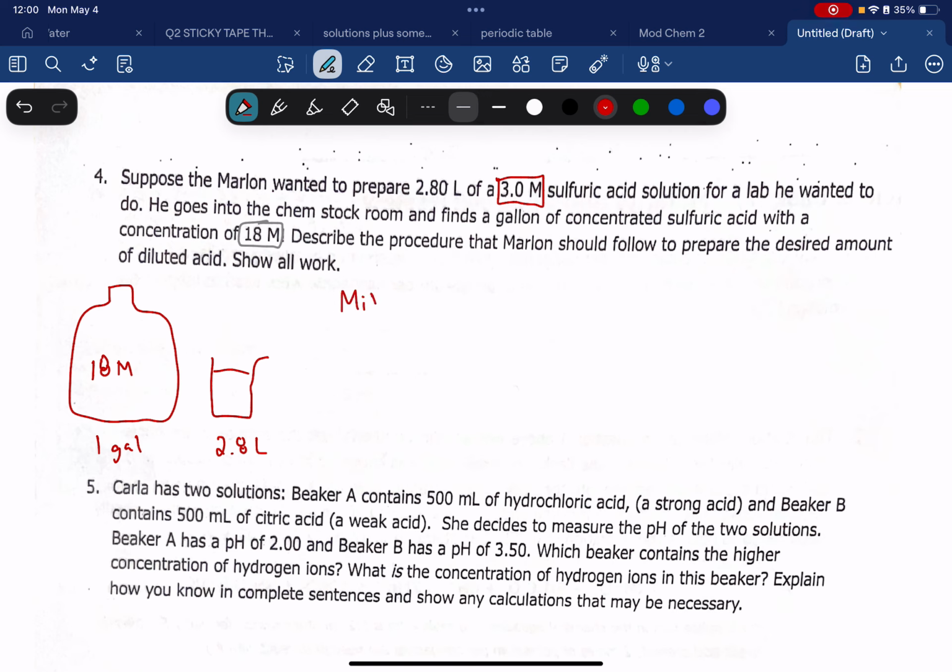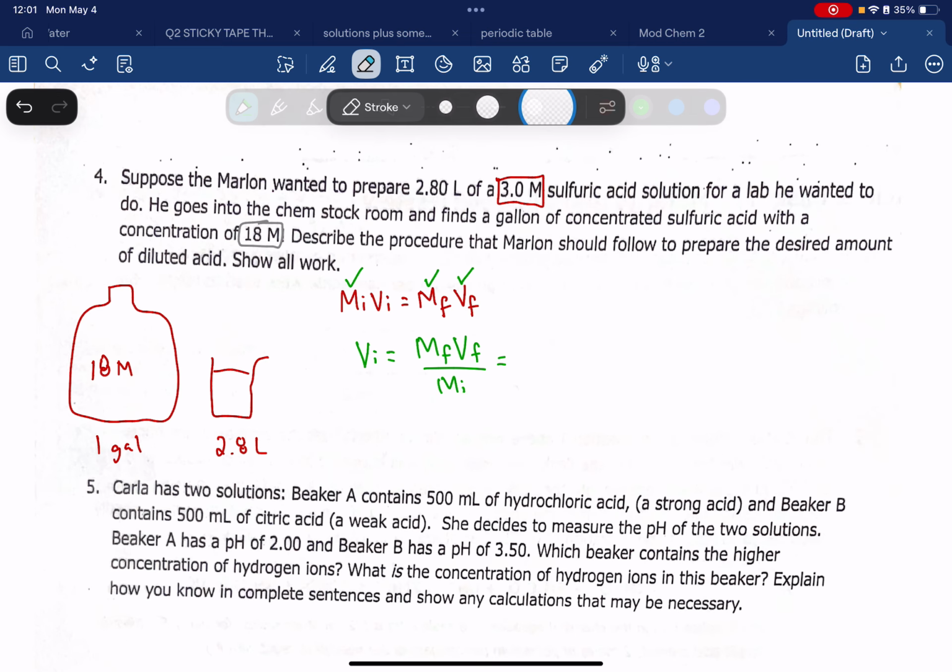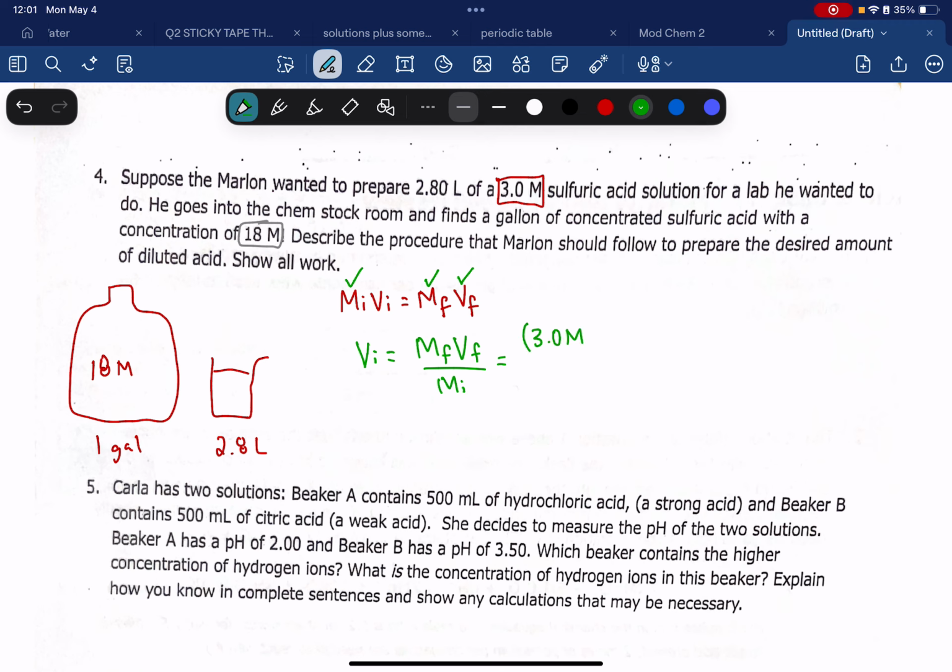So we've got Mi times Vi equals Mf times Vf, where we know the initial molarity, that's 18 molar. We know the final molarity, that's 3 molar, and we also know how much of the 3 molar we want to make. So we can solve for Vi real quick. If we say Vi equals Mf times Vf divided by Mi, plugging numbers in, we'll get 3.0 molar times 2.80 liters divided by the initial molarity of 18.